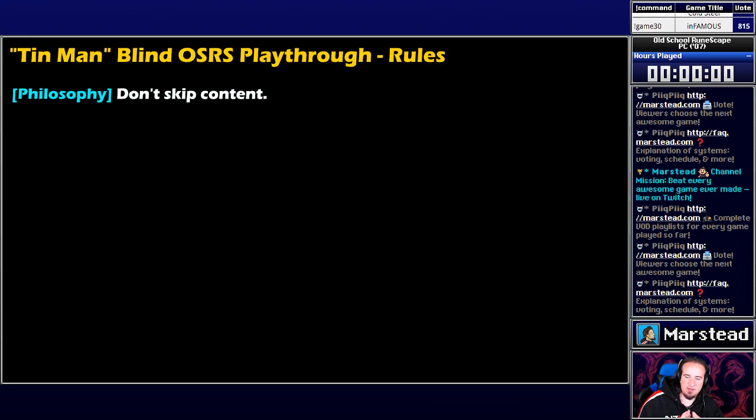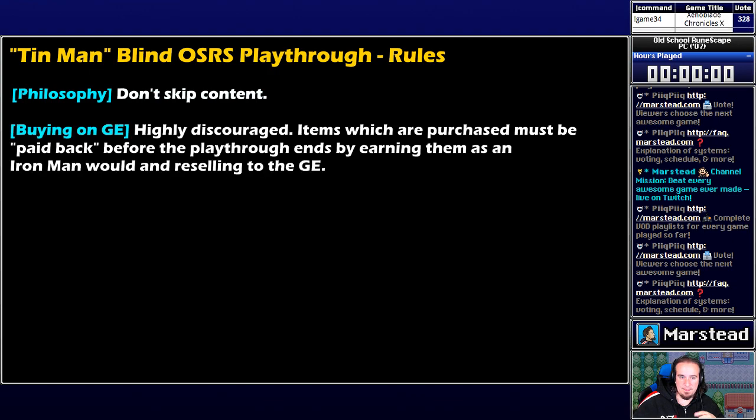So the general philosophy that's driving the Tin Man rule set is do not skip content. Before I make any decisions around items, I'm going to ask, does taking this item this way involve skipping content? If the answer is yes, then I need to find a way to deal with that problem. So as a result, buying items on the Grand Exchange is very discouraged. If I'm able to earn something myself, I should try to do that.